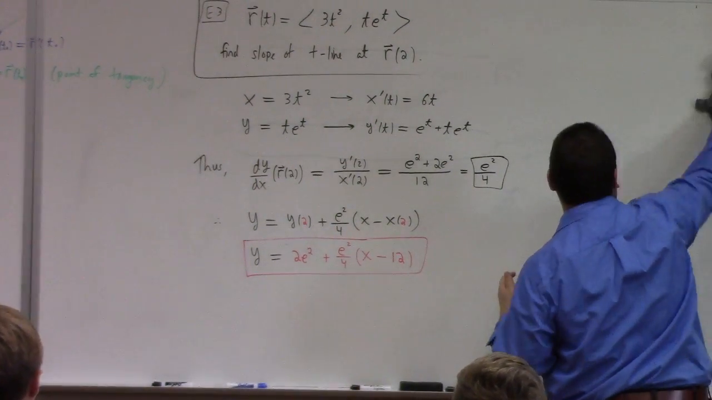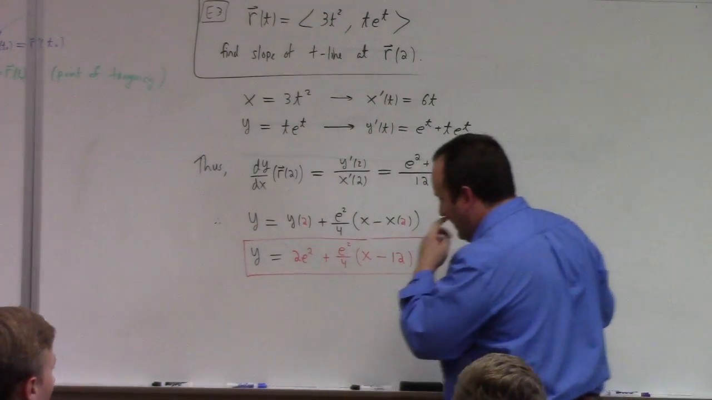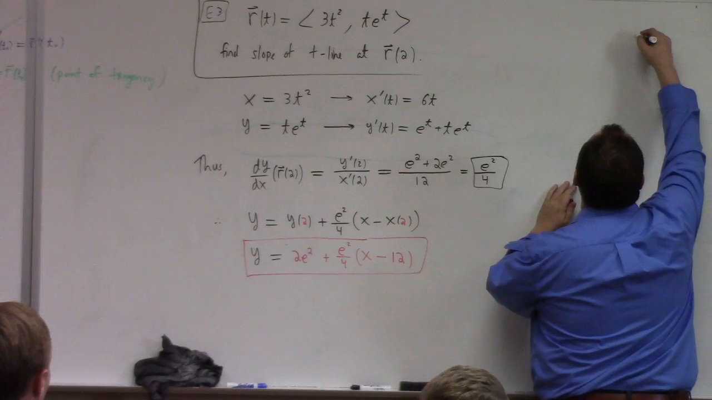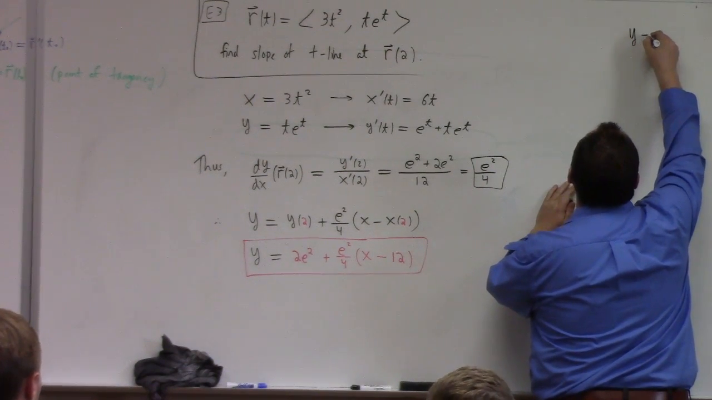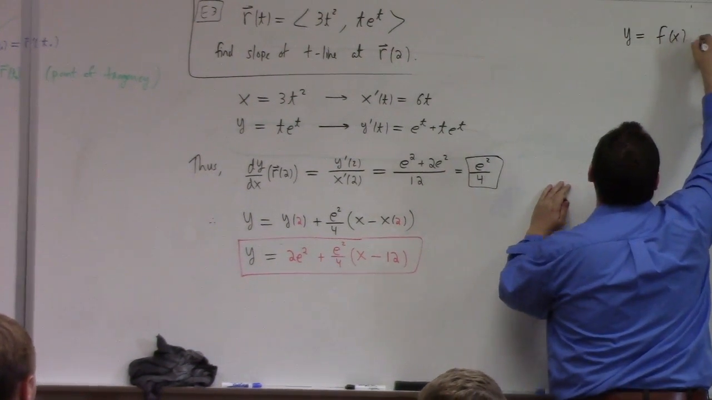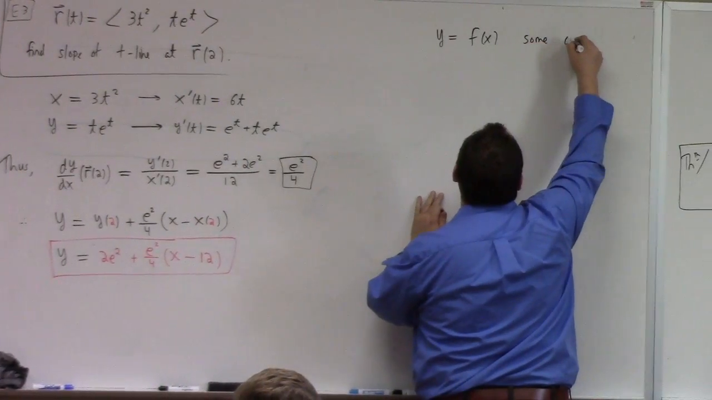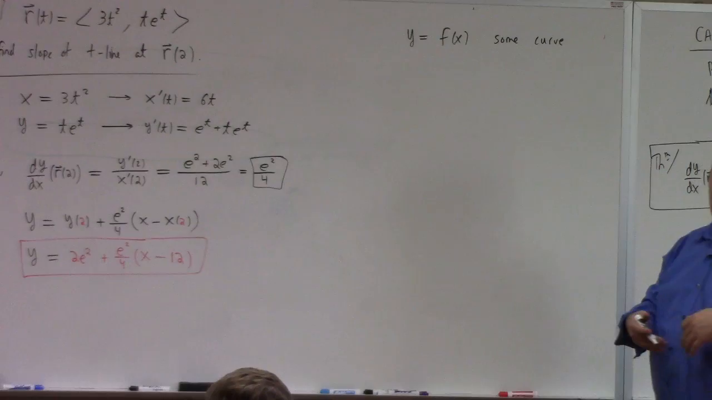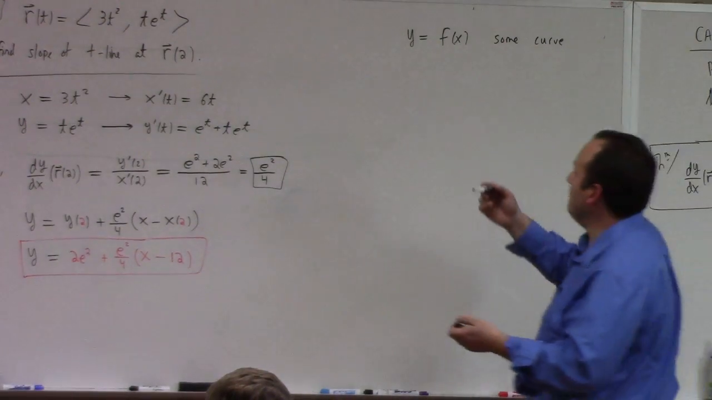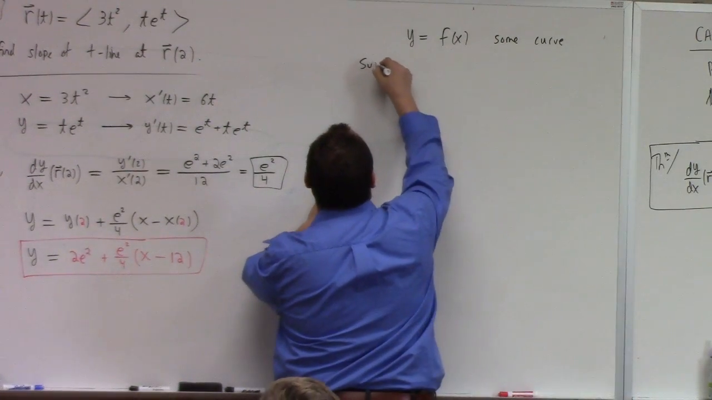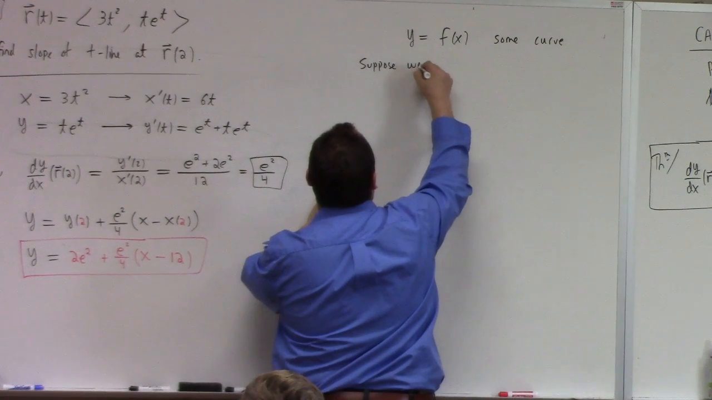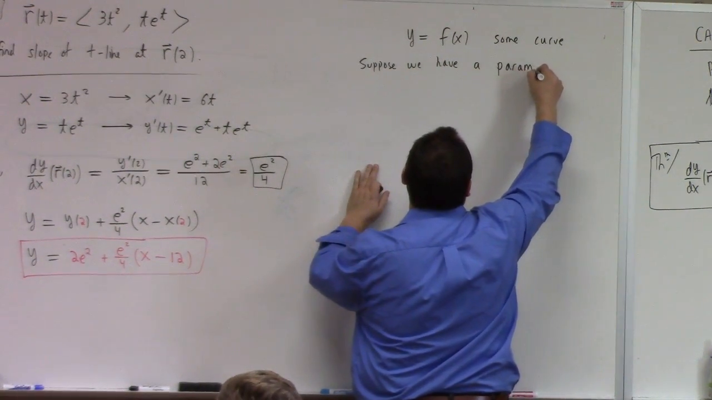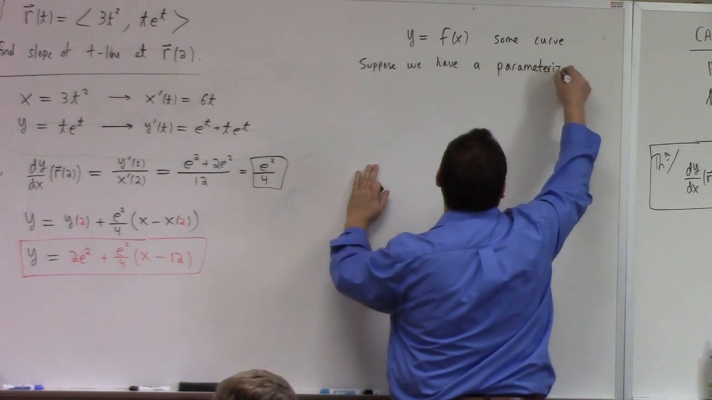Let me see if I can derive that for you. So the point is, we've got y equals f of x, some curve, and then suppose you have a parameterization of that curve. What does that mean? What does it mean to have a parameterization of a curve?